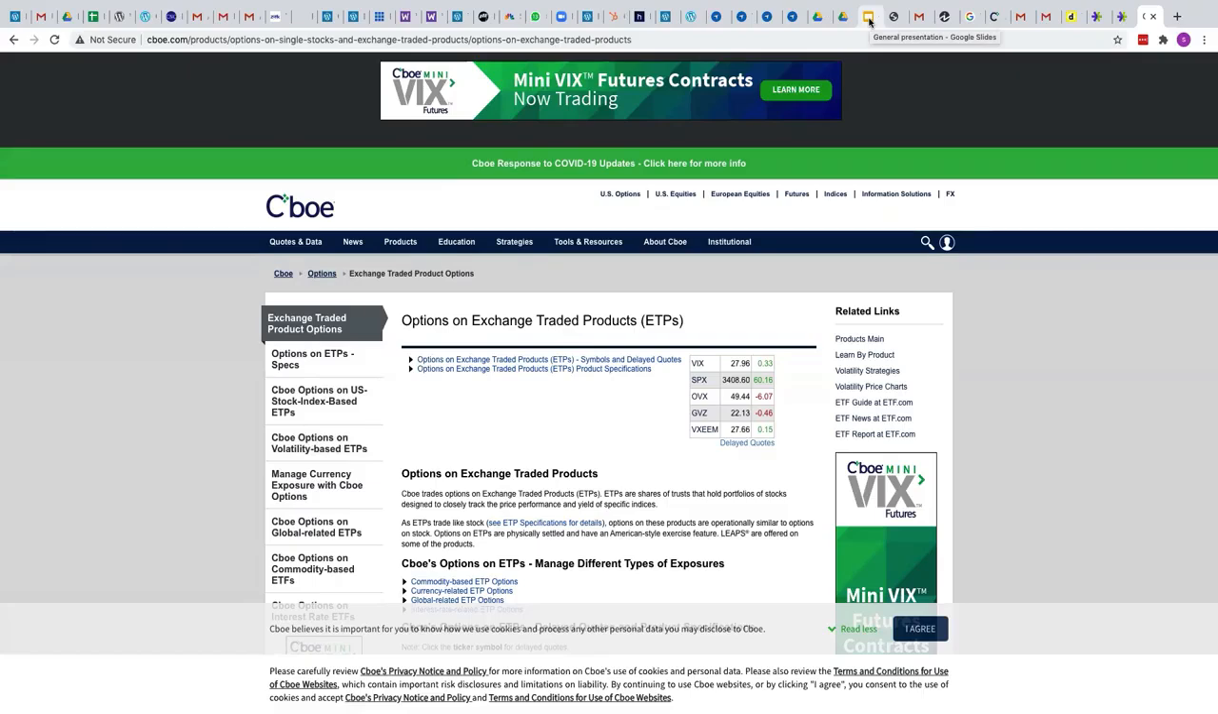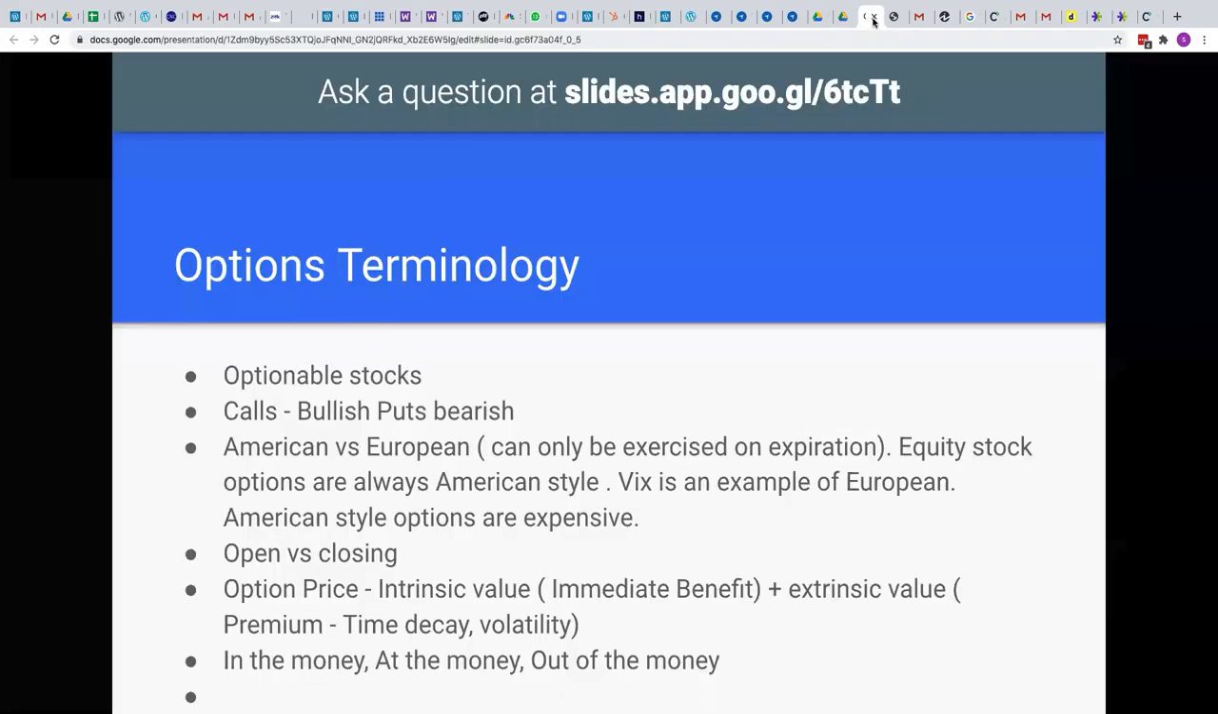But there are some ETFs like OEX, which are traded on both European and American. What happens is the OEX is for the American, and XEO is for the European. So the OEX is definitely more expensive than the XEO. They just reverse the symbols. Okay, that's what it is. So that's pretty much about what is the exercise style. So you have to remember that American style options are a little bit expensive.